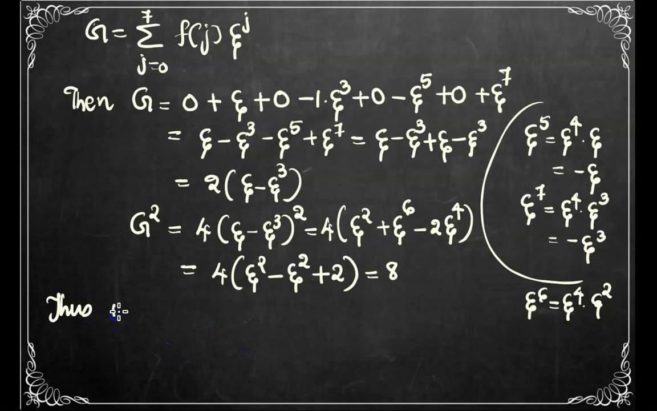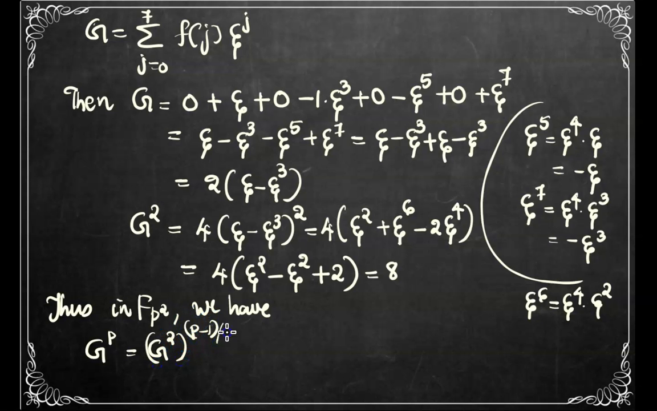Thus, in F_P square, we have G raised to P is equal to G square raised to P minus 1 by 2 into G, which is obvious, and we can replace G square with 8 to obtain 8 raised to P minus 1 by 2 into G. And we know that A raised to P minus 1 by 2 is equal to Legendre symbol A by P. So here 8 raised to P minus 1 by 2 can be expressed as Legendre symbol 8 by P into G. And we know that 8 is 2 cube.